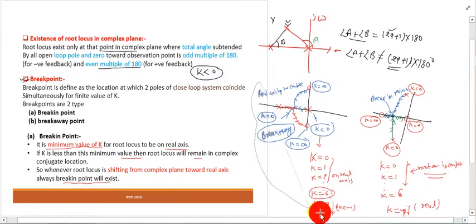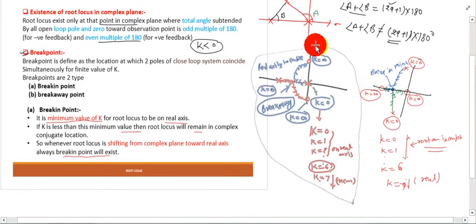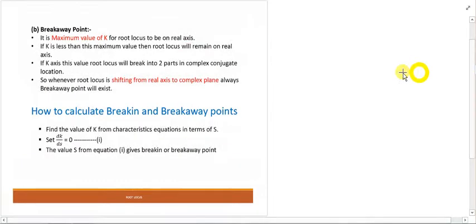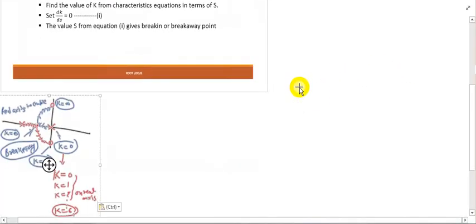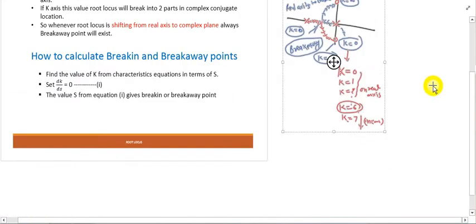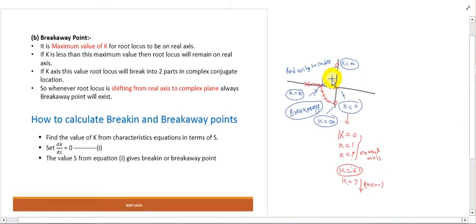Take this one on the next slide. This is the breakaway point. Go to the next slide here. This is the calculation for the breakaway point. See here. We already explained what the breakaway point is. There is the maximum value of k, the maximum value of k for which the root locus lies on the real axis.